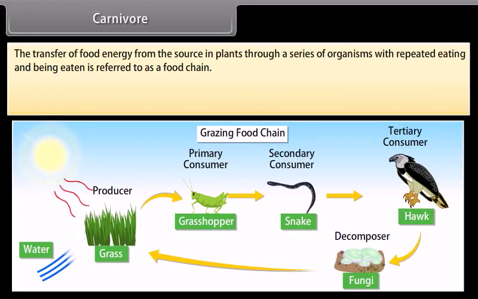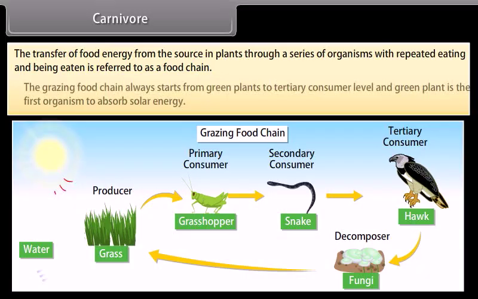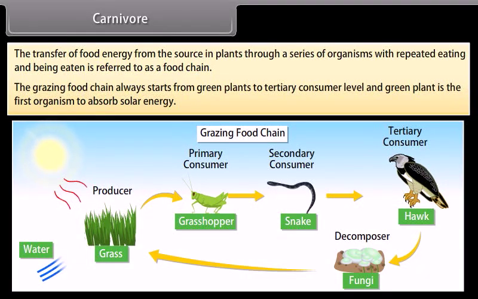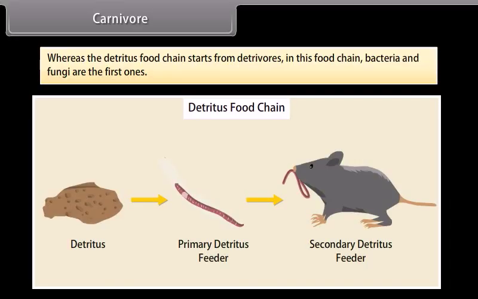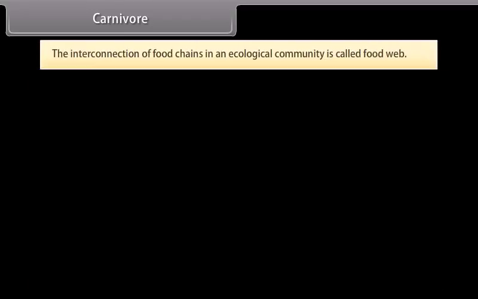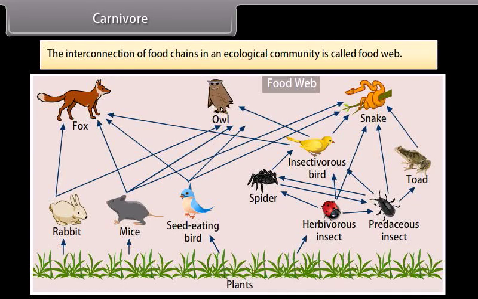The transfer of food energy from the source in plants through a series of organisms with repeated eating and being eaten is referred to as food chain. The grazing food chain always starts from green plants to tertiary consumer level, and green plant is the first organism to absorb solar energy. Whereas the detritus food chain starts from detritivores, in this food chain, bacteria and fungi are the first ones. The interconnection of food chains in an ecological community is called food web.